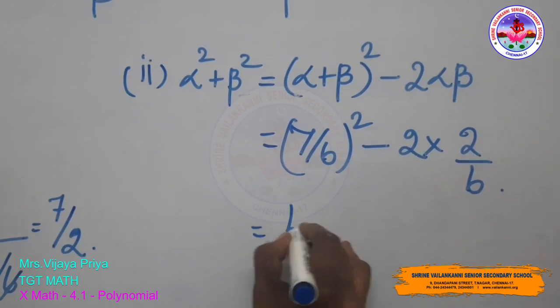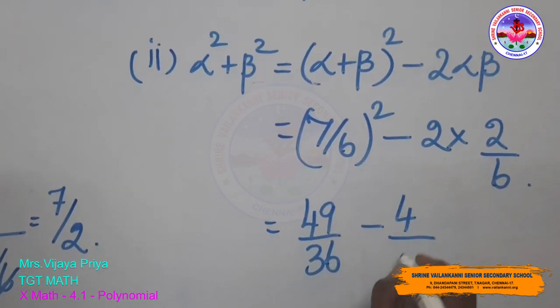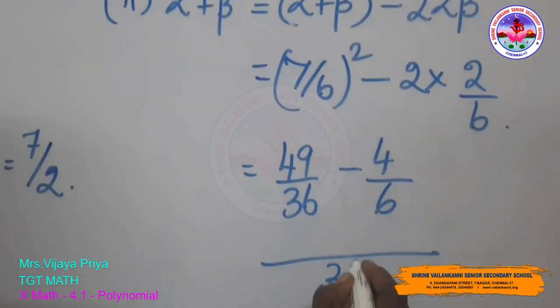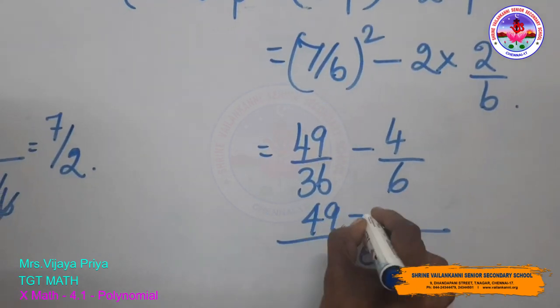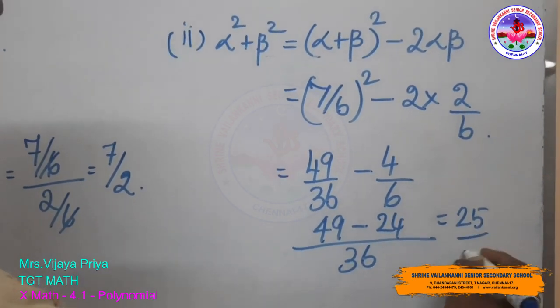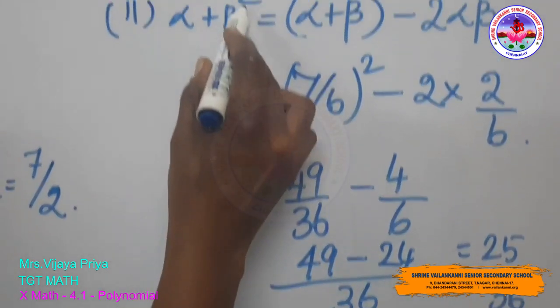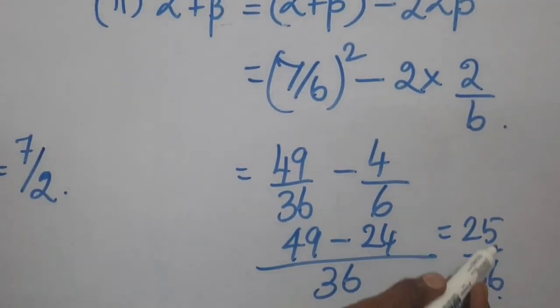So here we will get 49 by 36 minus 4 by 6. Taking LCM, I will get 49 minus 24, which is equal to 25 by 36. So hence I got the value of alpha square plus beta square is equal to 25 by 36.